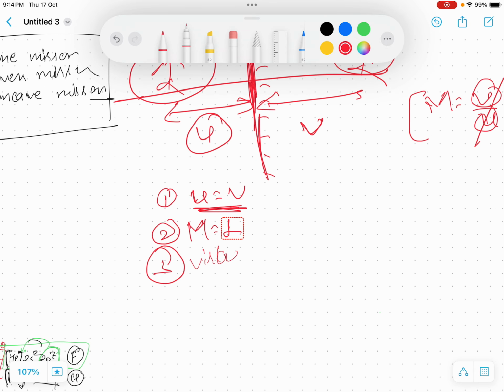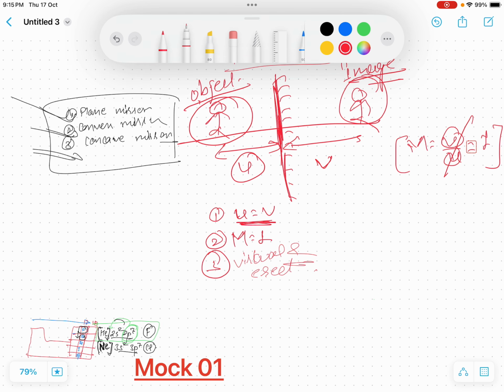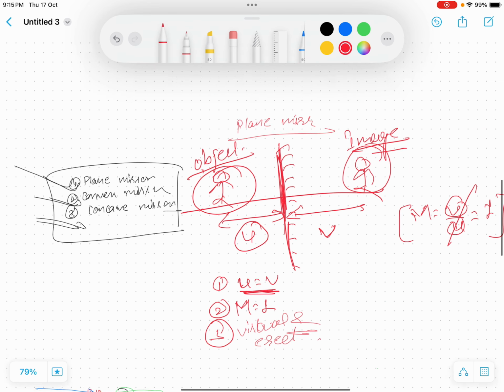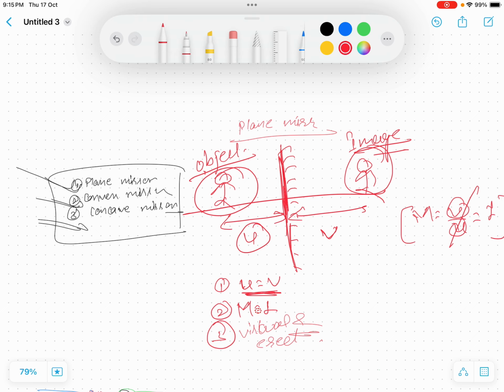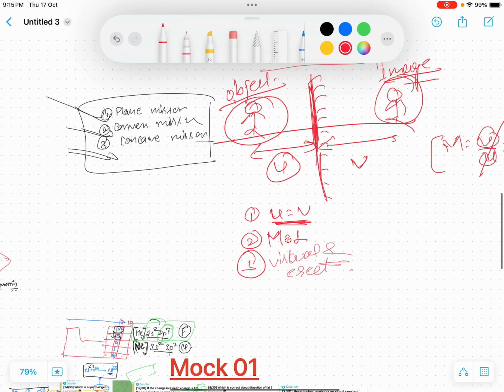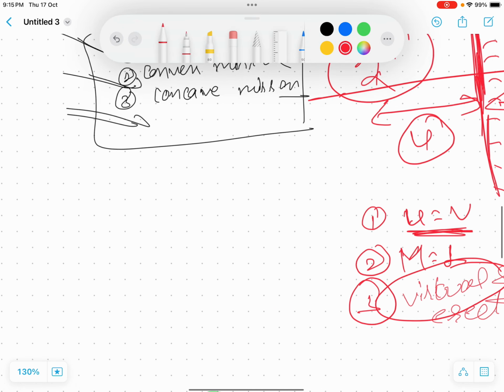Repeat after me. What kind of image? Virtual and erect image. So plane mirrors always form virtual and erect images. So this is about virtual image. Now, do plane mirrors always form virtual images?